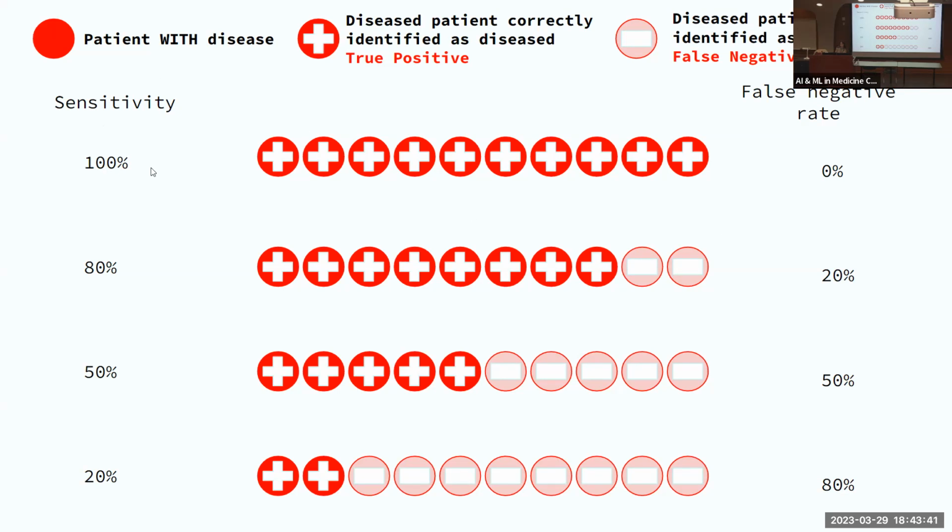So something that's 100% sensitive will catch all the people with breast cancer. It won't miss a single one. A test that's only 20% sensitive will only catch 20% of patients, and it'll miss 80% of breast cancers. So this isn't the best test. This is a pretty good test.